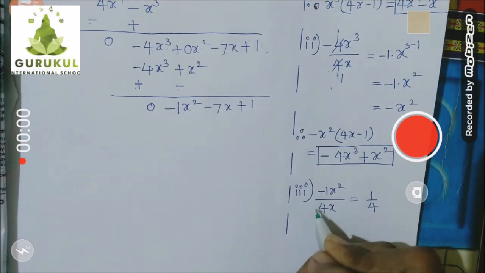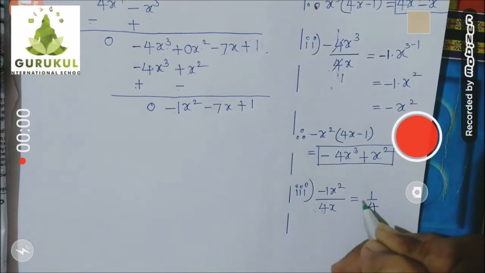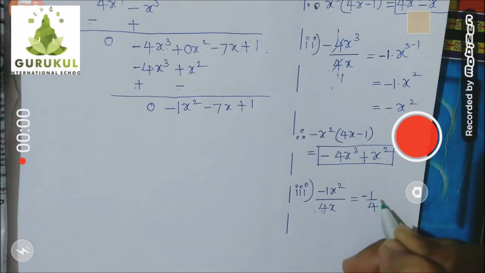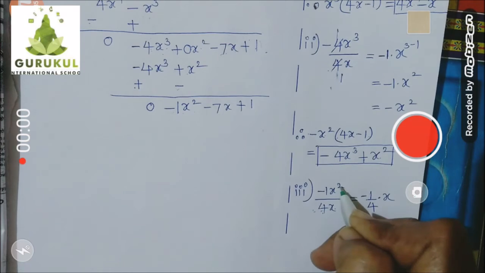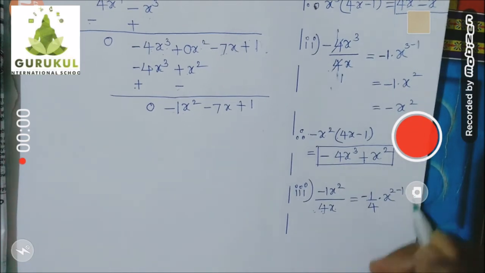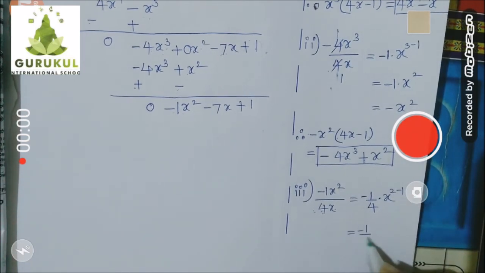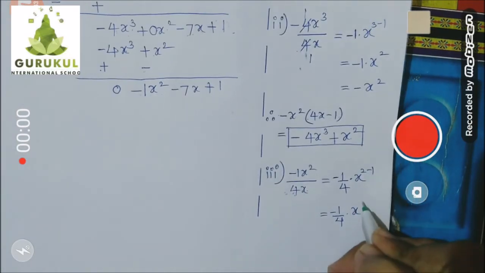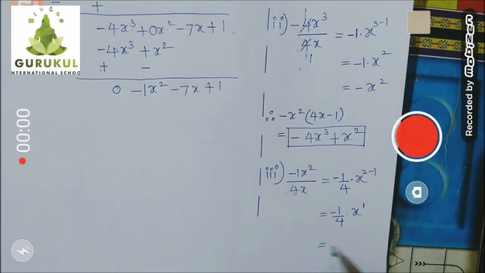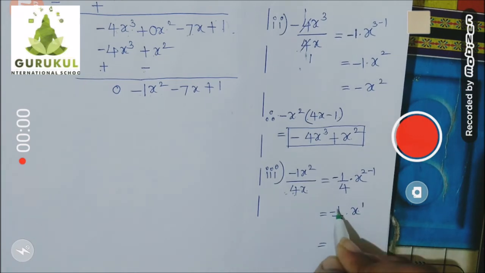Now the signs: minus and plus, plus minus, minus, dot x raised to... Now a raised to m divided by a raised to n. So 2 minus 1. So the answer is minus 1 upon 4 dot x raised to 2 minus 1, which is 1. Finally children, this is in the numerator position.